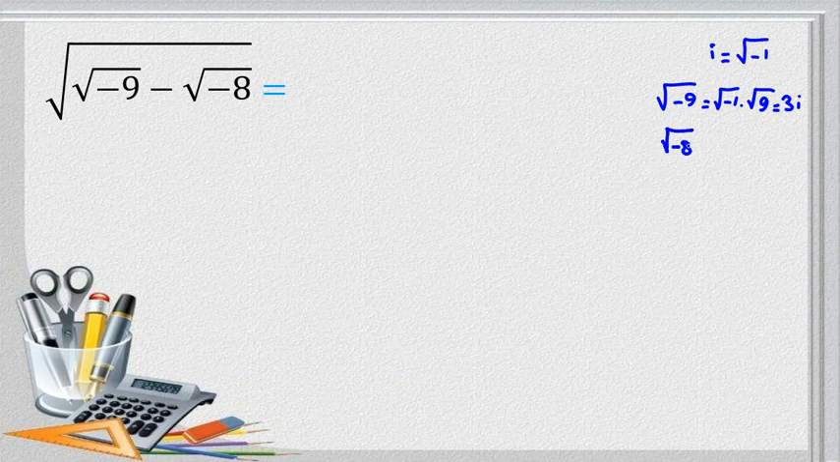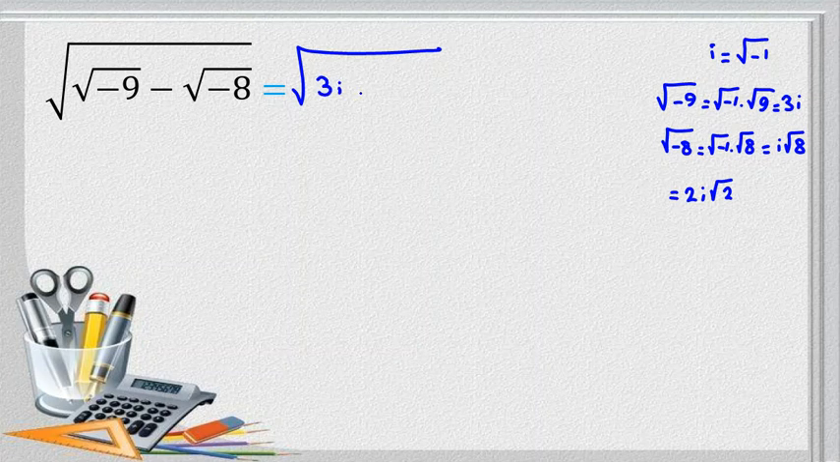And square root of negative 8 equals square root of negative 1 times square root of 8, which is i square root of 8. Also i square root of 8 equals 2i root 2, okay? We have also this. So let's see how we can simplify. It will be 3i minus 2i root 2.